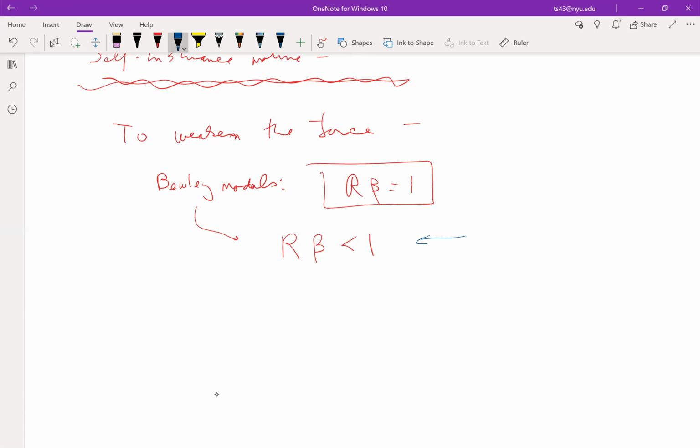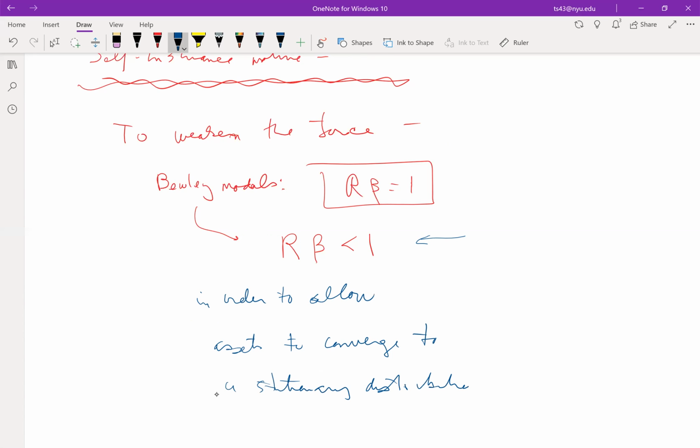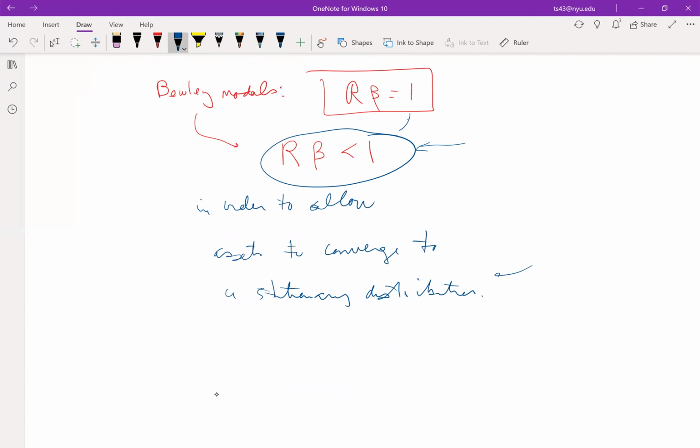That is done in order to allow assets to converge to a stationary distribution. See, here's what's going on here: assets are diverging. But Bewley models live on having a stationary distribution. So they're going to do something to kill this by forcing the interest rate down. That's one thing. Here's another thing to weaken the force.